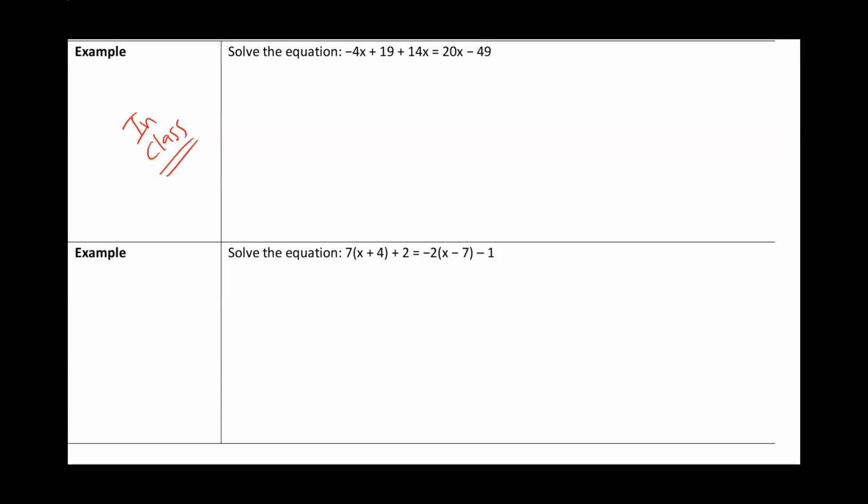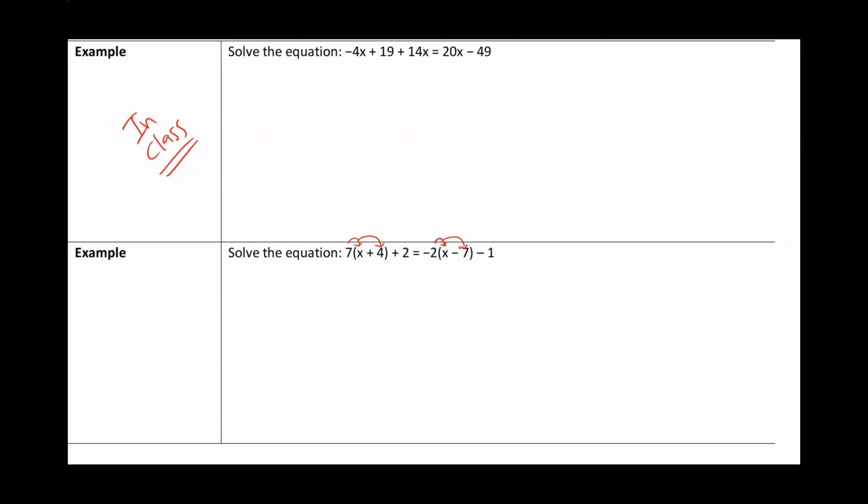Next example, we want to solve this equation. Now we have added one more step. There is a parentheses with a number on the outside. Whenever that happens, we have to distribute. In other words, we have to multiply the 7 to the x and multiply the 7 to the 4. Same thing with the negative 2.